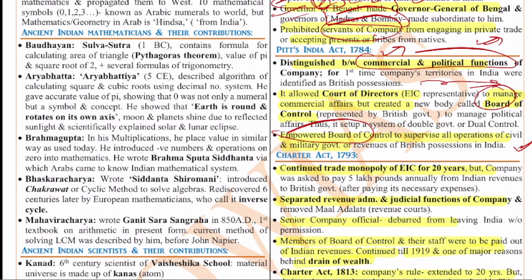Okay, so that means the Court of Directors manage commercial affairs, but you have the Board of Control to manage the political affairs. So the powers were clearly differentiated between the Court of Directors and the Board of Control. The Board of Control would supervise the overall civil and military administration. Thus, they increased the control of the government over the company and the Indian territories. Next, we had the Charter Act of 1793.